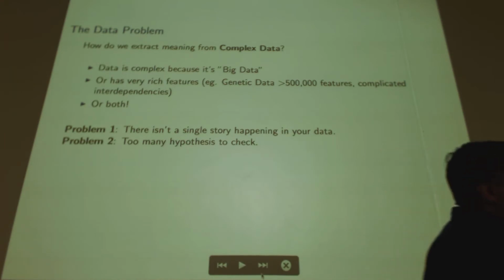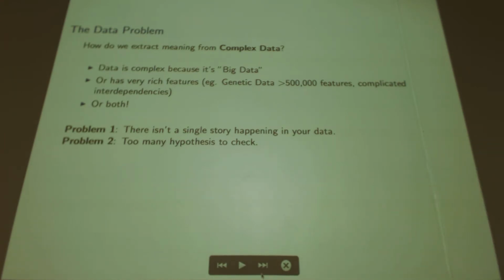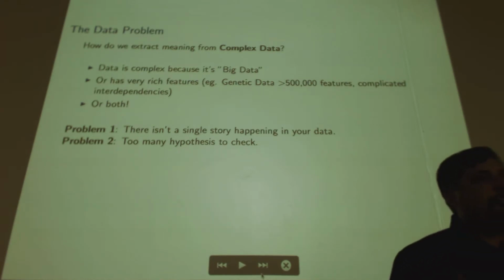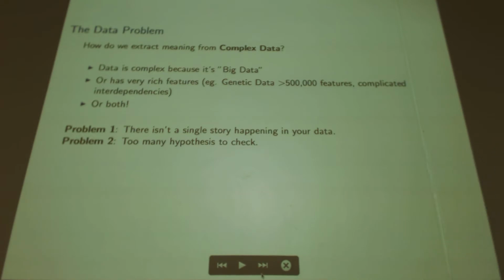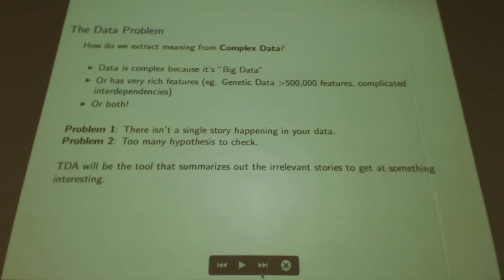That's a philosophical statement, but this is really a math talk. It's a technical talk. So I'm going to describe to you what that means. What does it mean to get an answer first, and then try and figure out the question? Okay, so TDA, topological data analysis, is the tool that summarizes out the irrelevant stories to get at something interesting. That's what I'm trying to describe to you.